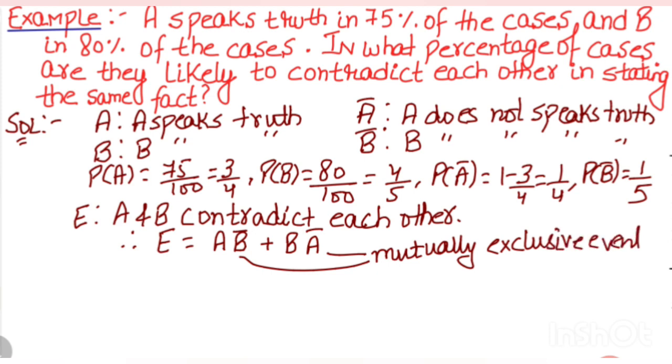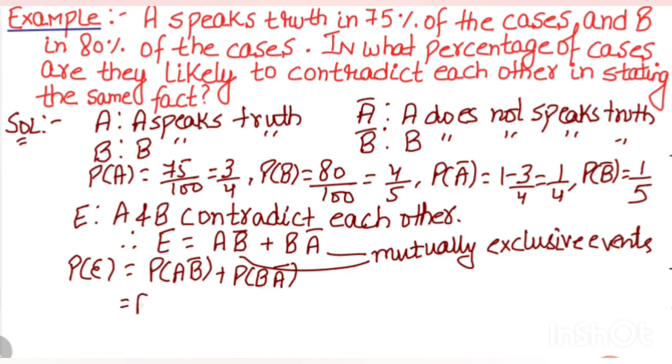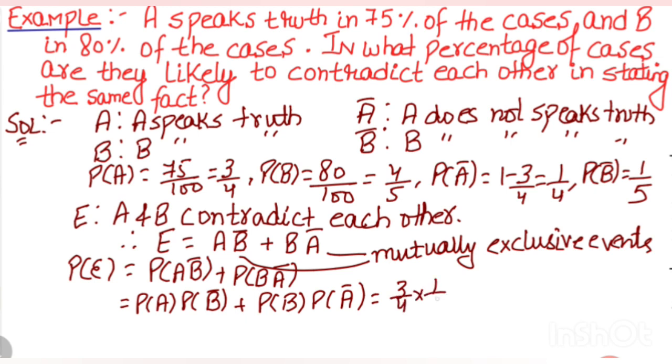When A speaks truth, he cannot tell a lie at the same time. Similarly, if B is not speaking the truth, then at the same time he can't speak truth in stating the same fact. So these two will be mutually exclusive events. Now probability of E equals probability of A B bar plus probability of B A bar, which equals probability of A multiplied by probability of B bar plus probability of B multiplied by probability of A bar, equals 3 by 4 multiplied by 1 by 5 plus 4 by 5 multiplied by 1 by 4.